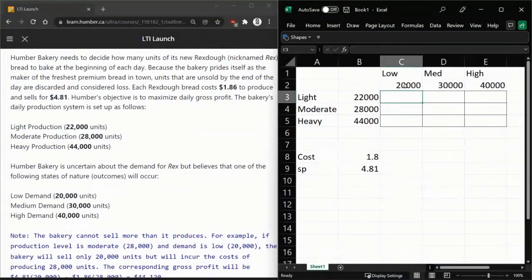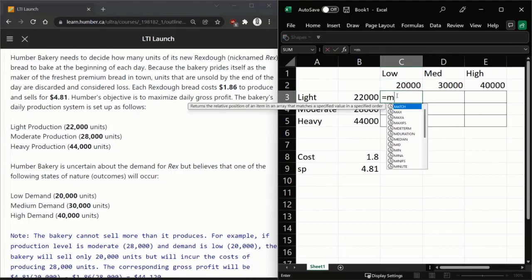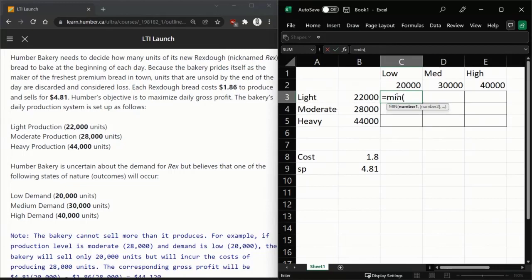Now, if you look at these two numbers, I have 22,000 here, I have 20,000 here. This is how much I'm going to produce, 22,000. This is how much I'm going to sell. So I cannot sell more than I produce, number one, and I cannot sell more than the demand I have. So I'm going to use equals minimum. The minimum of what I produce and what the demand is what I can sell.